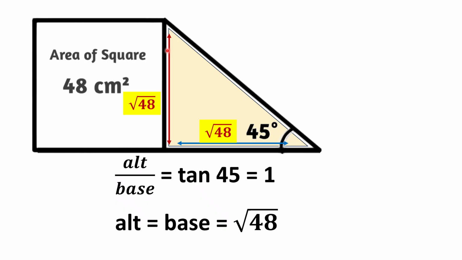Look at the shaded part and the blinking lines. Altitude by base is tan 45 equal to 1, so altitude is equal to base. Altitude is root 48, so base is also root 48.